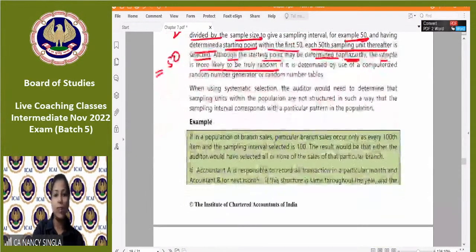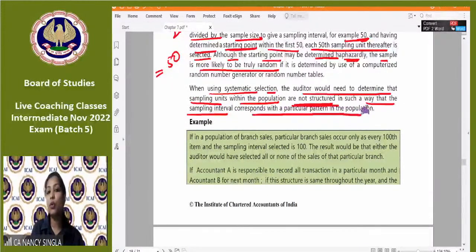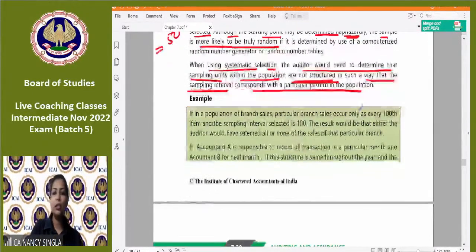पर ऑडिटर को क्या ध्यान रखना है? When using systematic selection, the auditor will need to determine that the sampling units within the population are not structured in such a way that the sampling interval corresponds to a particular pattern. That every 50th item consists of what? Sales to branch X. तो ऐसे तो और कोई data auditor will not get ना. Clear? So this is explained here.